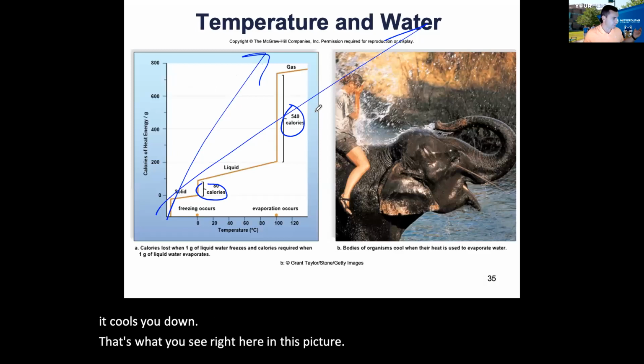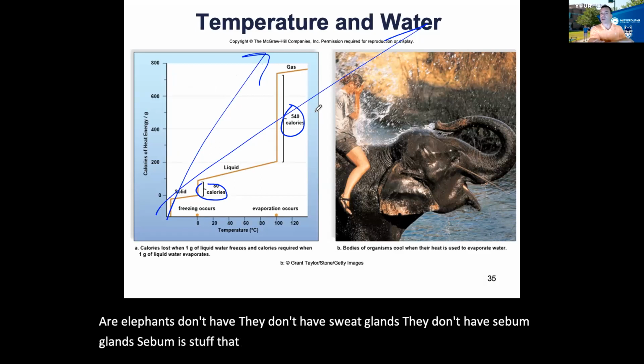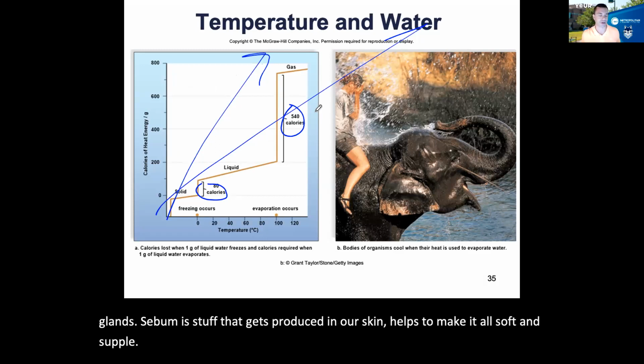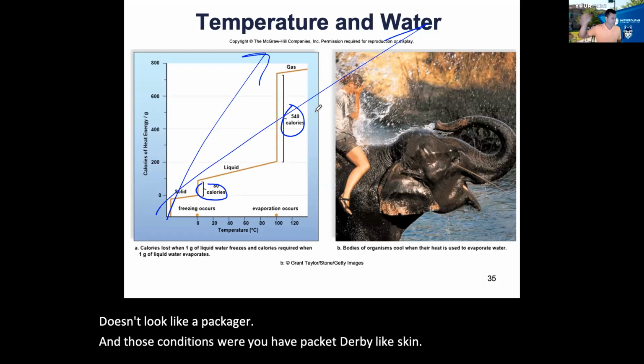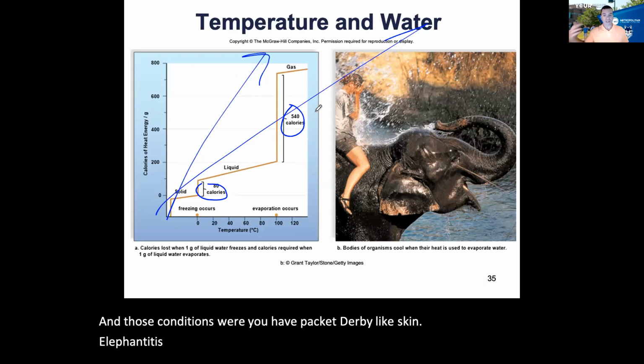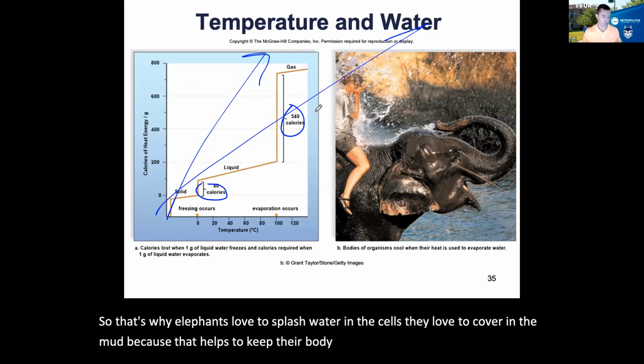Elephants don't have sweat glands. They don't have sebum glands. Sebum is stuff that gets produced in our skin, helps to make it all soft and supple. It doesn't look like a pachyderm. And there are conditions where you have pachyderm-like skin, elephantitis. So that's why elephants love to splash water on themselves. They love to cover themselves in mud because that helps to keep their body cool, and it helps to cool them down.